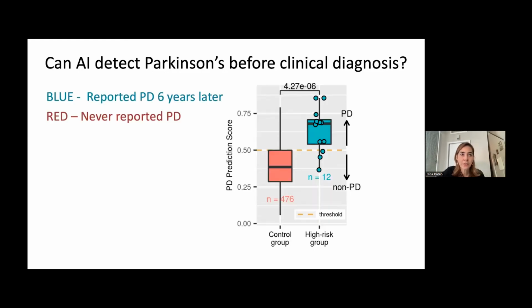And here is the answer. The blue are the people who eventually developed Parkinson's. And you see this yellow line, and you can see that the machine learning already detected that those people, with very high probability, have Parkinson's. 75% of them. Remember, this is 6 years earlier than them declaring that they have Parkinson's. And for all the people that did not have Parkinson's, the red ones here, the machine learning is very, very certain that they don't have Parkinson's.